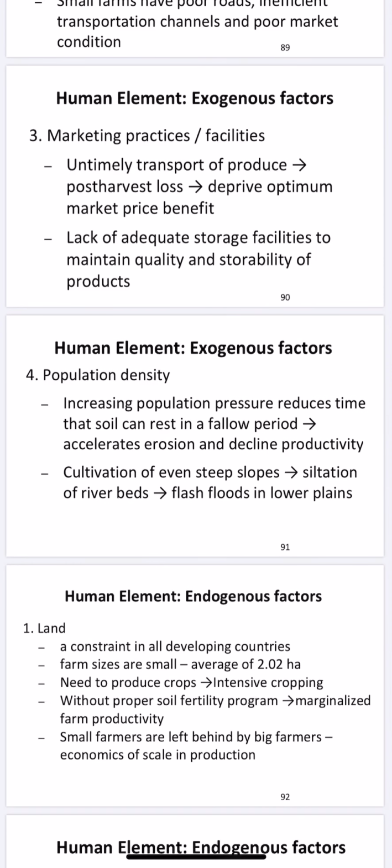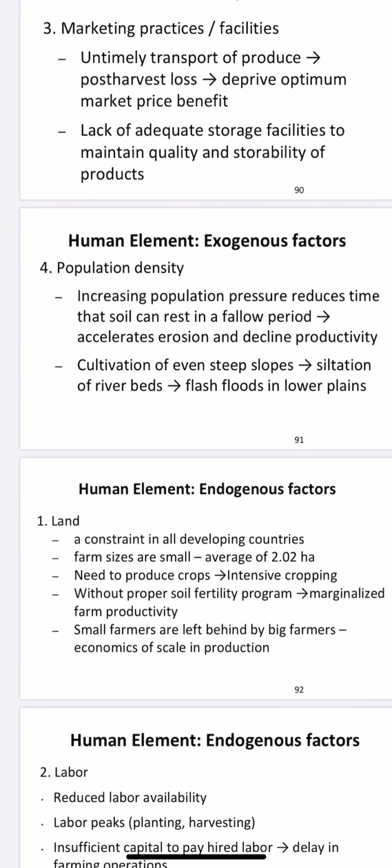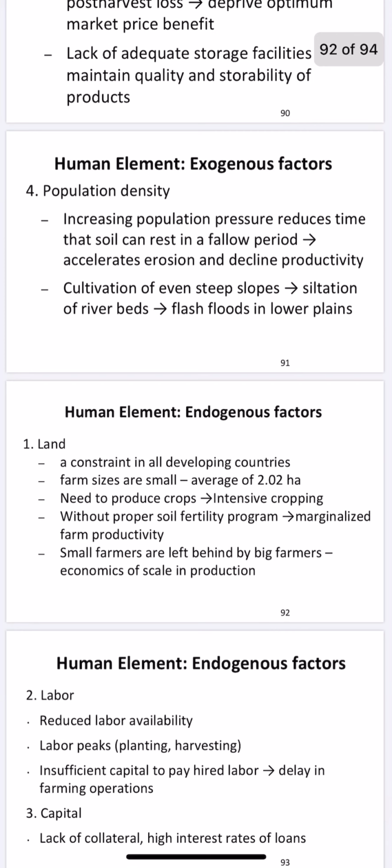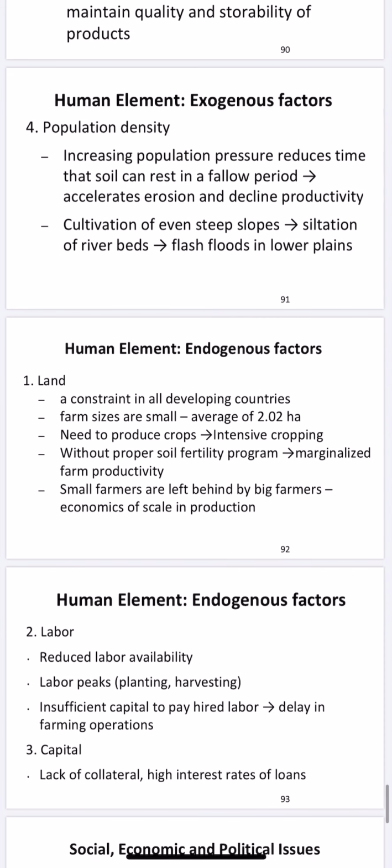Untimely transport of produce increases post-harvest losses and will deprive farmers of optimum market price benefits. And there is a lack of adequate storage facilities to maintain the quality and storability of products. And lastly, population density. The increase in population pressure reduces the time that soil can rest in the fallow period and accelerates erosion and declining productivity. Therefore, higher population leads to overuse of soil. Cultivation even on steep slopes can cause siltation of riverbeds and flash floods in lower plains.